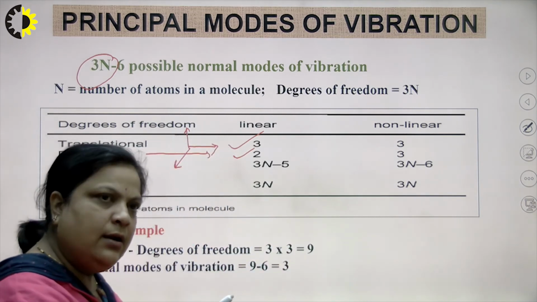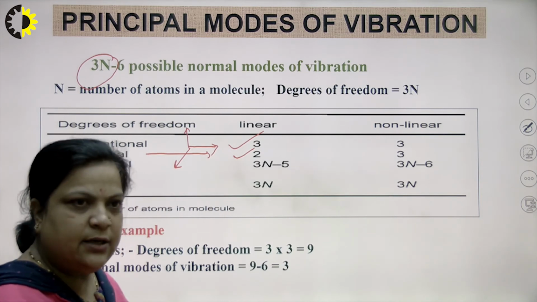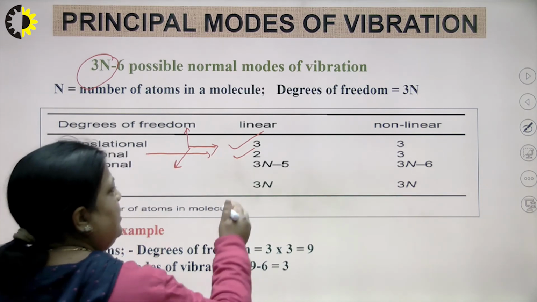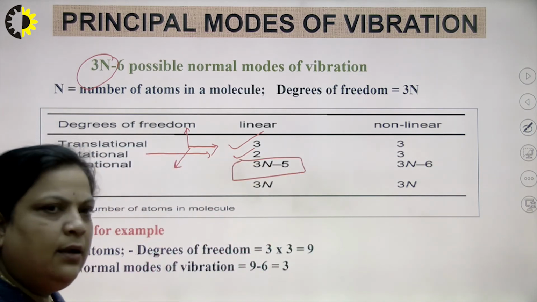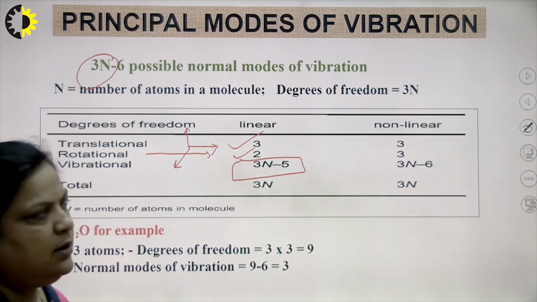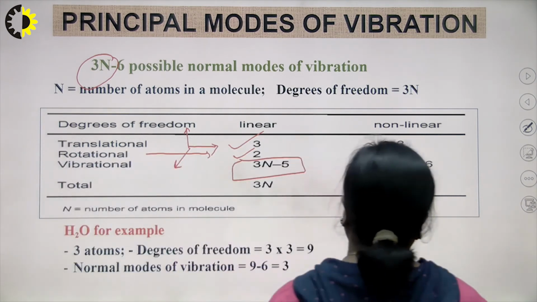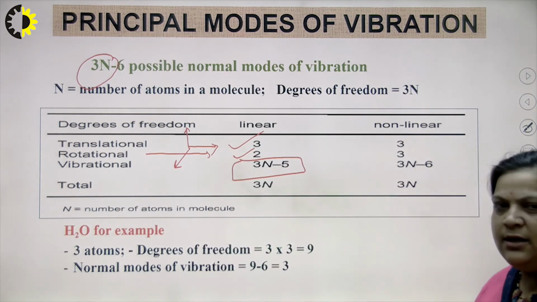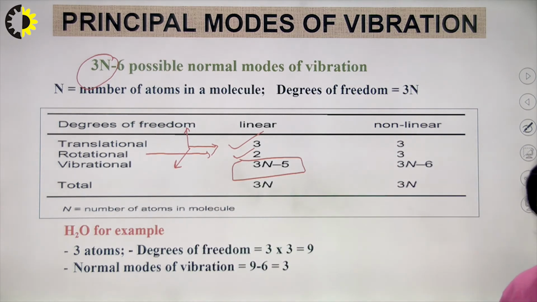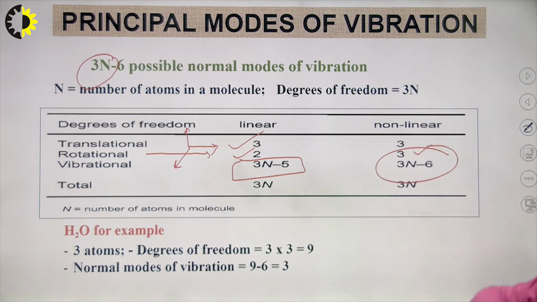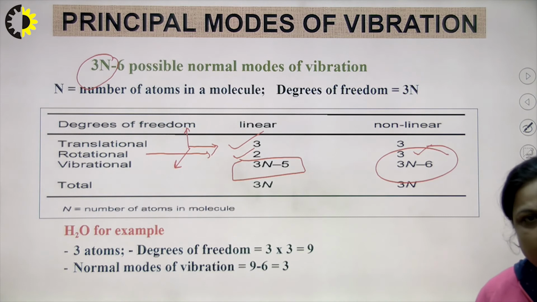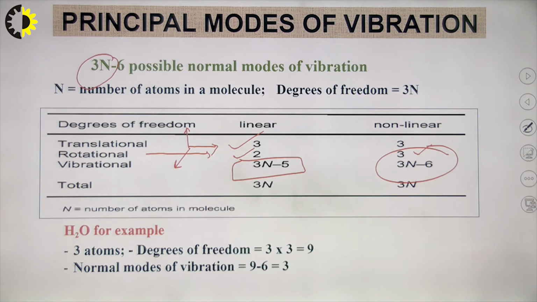Total is 3n, in which 3 are translational and 2 are rotational. So, the vibrational transitions will be 3n minus 5 for a linear molecule. But in the case of a non-linear molecule, the translational is the same, 3, but for rotational, since it is non-linear, the rotation may be along any axis. So, rotation again will be 3. The remaining will be vibration. So, the modes of vibration for a non-linear molecule will be 3n minus 6. So, for linear 3n minus 5.